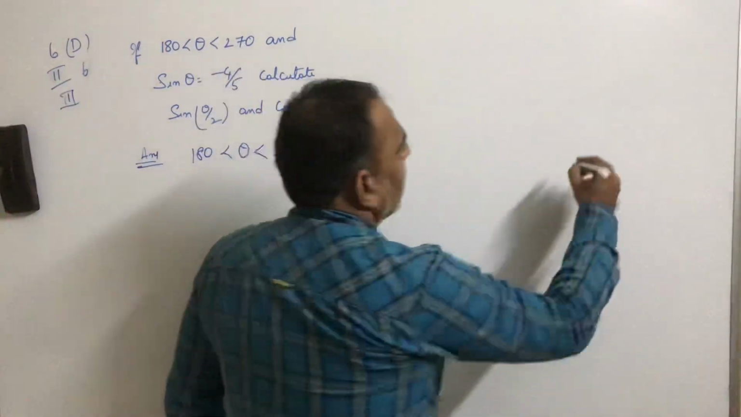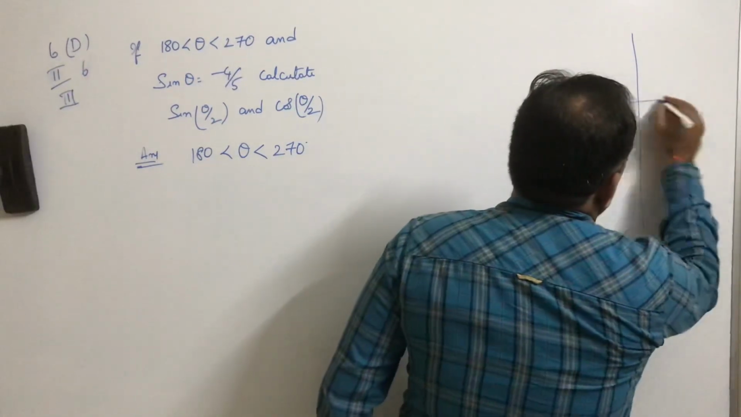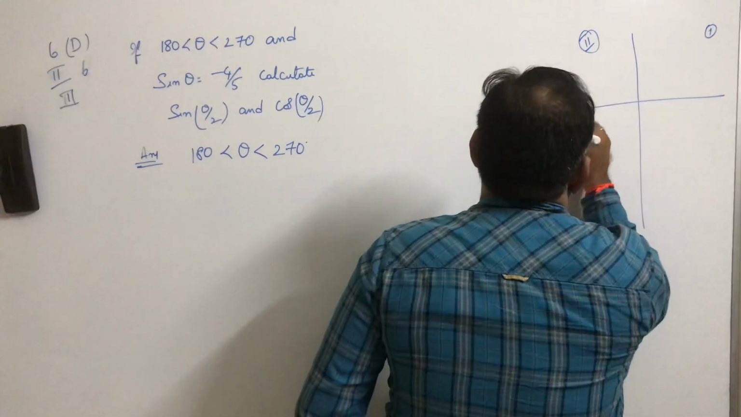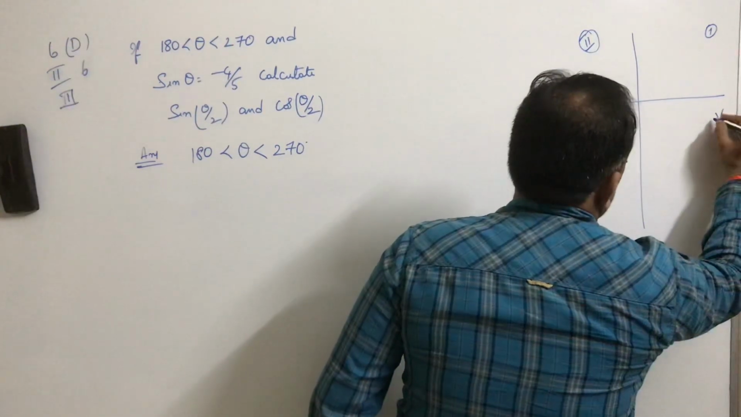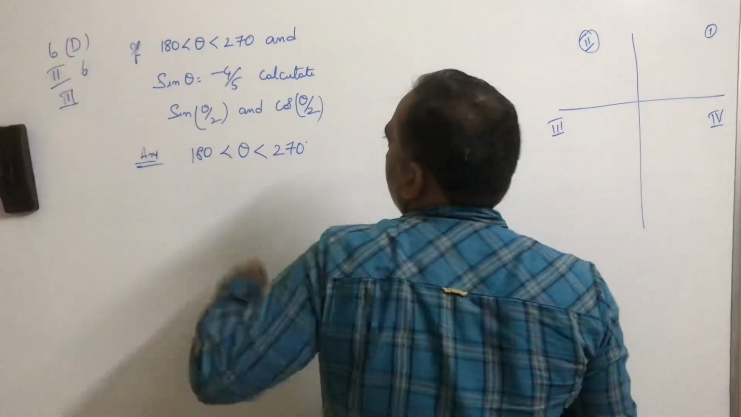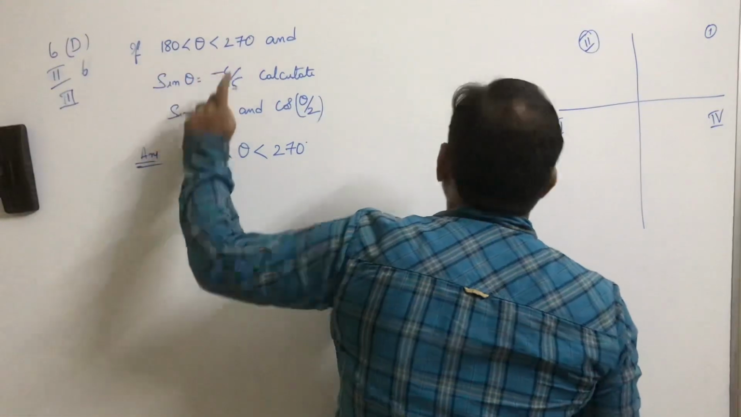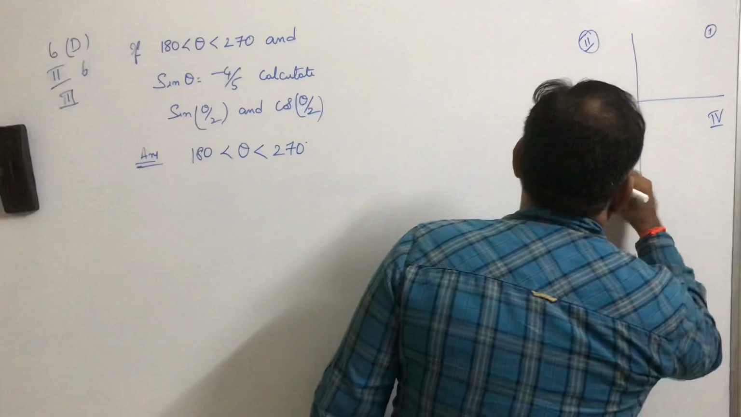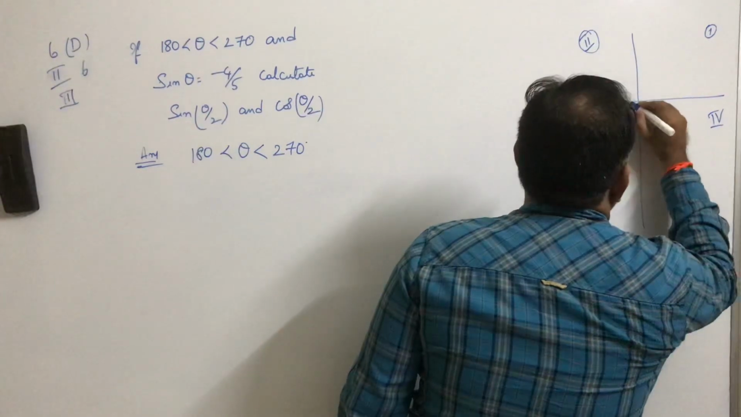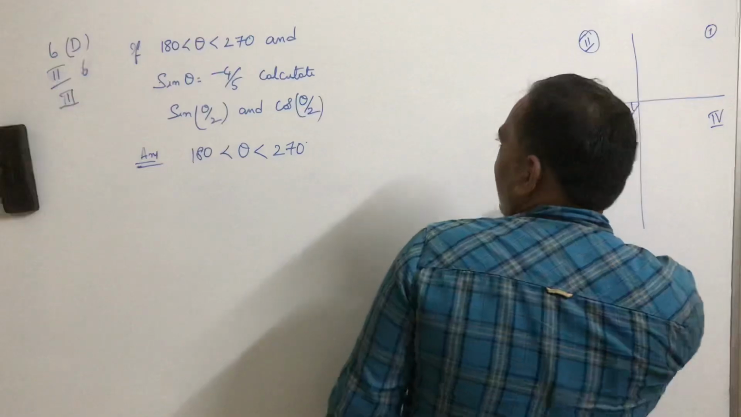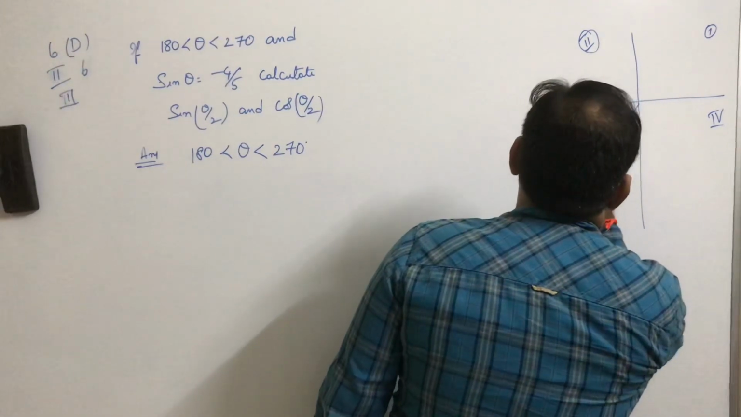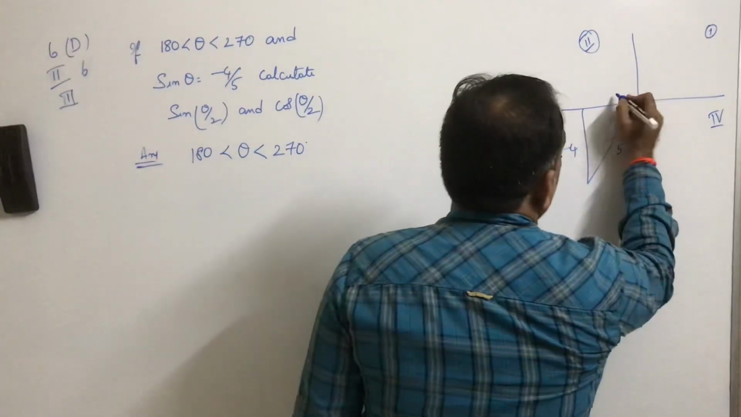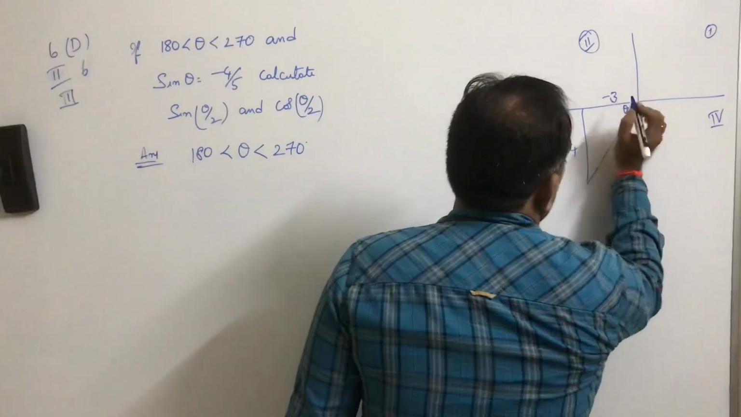So write down the quadrant system. This is first, this is second, this is third, and this is fourth. Theta lies between 180 and 270, so it is in the third quadrant. In the third quadrant, sine is negative. So this is theta, and this is minus 4, and this is 5. This is 3, minus 3, right?